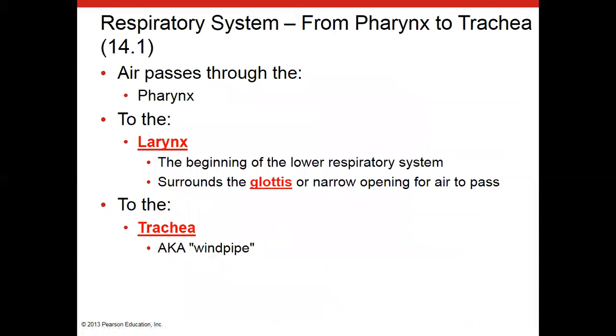Air then passes into the larynx as you breathe air in, and you inspire, inhale. That larynx is your voice box. It has an opening called the glottis, which is a narrow opening for air to pass, and the glottis is surrounded by your vocal cords that produce sound as you breathe. The larynx is the beginning of your lower respiratory system, and air then heads from the larynx into the trachea.